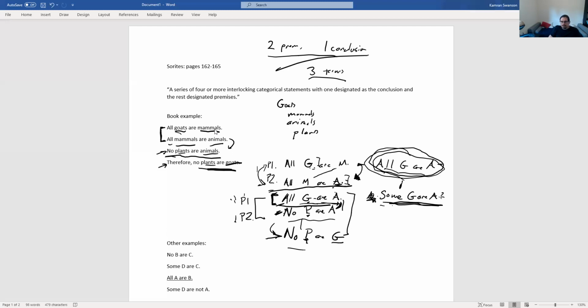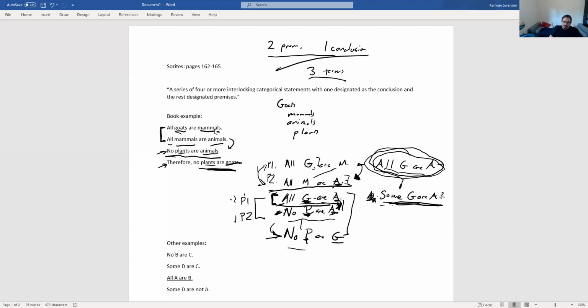Now let's see if it passes the rules of validity. Rule number 1, the middle term must be distributed at least once. Check. The A is in the undistributed slot in premise 1, but it's distributed in premise 2, so it passes that. Second, if a term is distributed in the conclusion, then it must be distributed in the premises. As an E statement, both the P and the G are distributed. So we check the P, great. We check the G, great. Notice it is in a distributed slot of our E and A statements.